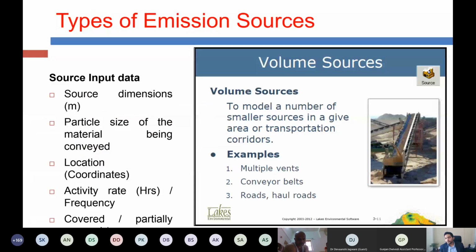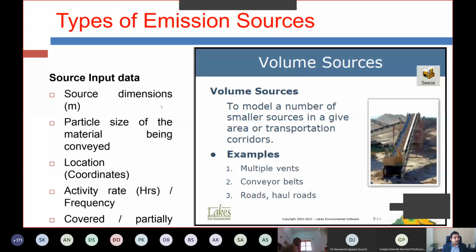Volume sources include industrial conveyor belts, roads, and multiple vents. When we study volume sources, we look at the dimensions of the sources, how long it is, how wide it is, the particle size of the material that is being conveyed, the location coordinates, and how effective the conveyor belts are at holding this material. There will always be some leakage that is sometimes seen, so we identify such leakages also as a source of emission, and we can study it.